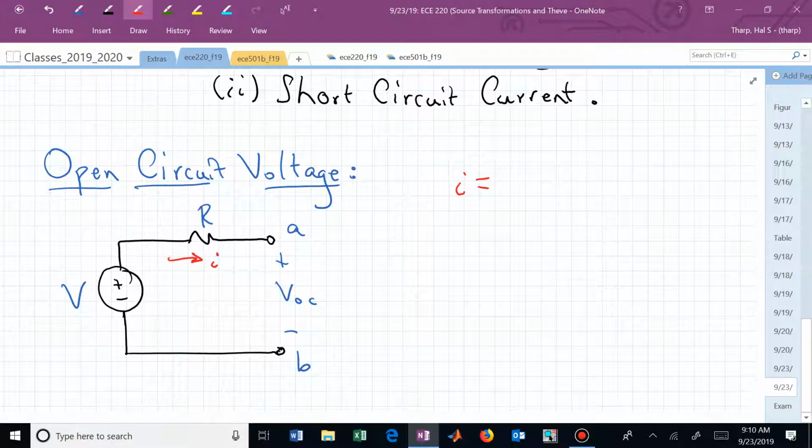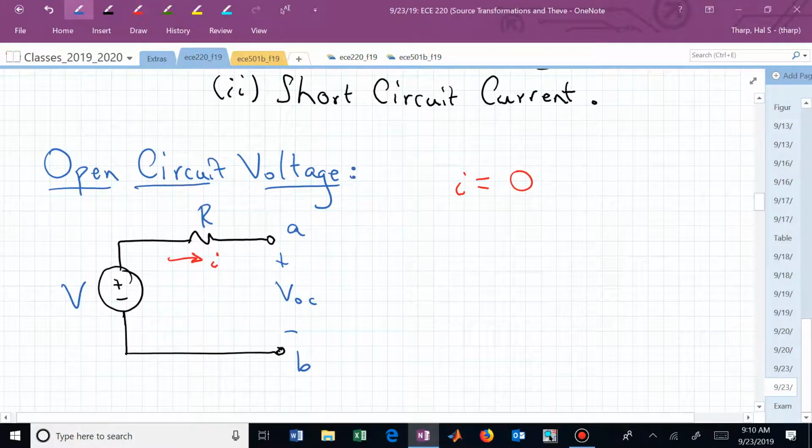Is it V over R? Is that the current flowing? So now it's the voltage across that resistor divided by R. What's the voltage? So now we're kind of going in circles, maybe. This is open circuit. What's the resistance seen at V OC? It's an open circuit. How much current flows in an open circuit? 0. So I, in fact, in this configuration of a source, is 0.